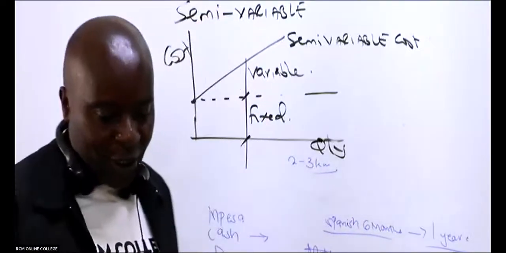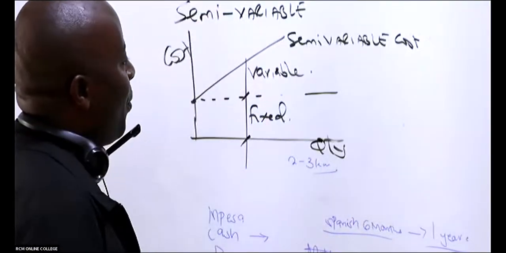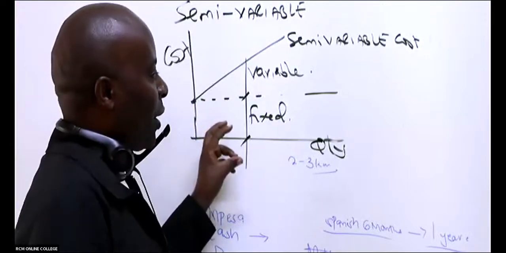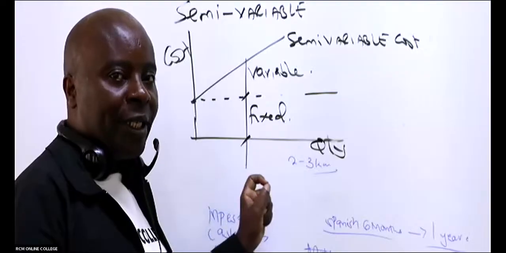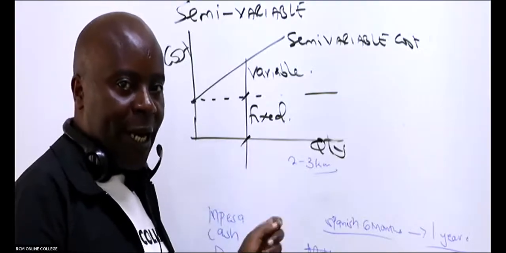So already they're finished there. So what have we said about semi-variable costs? They are both fixed and what here? Variable. They exhibit a fixed component and a variable component at the same time.